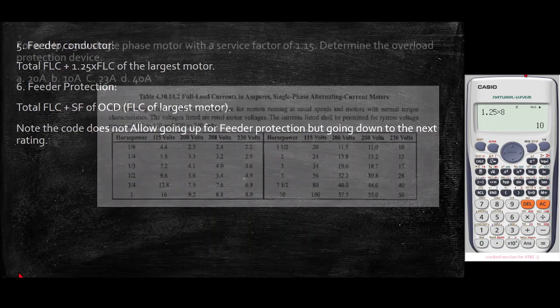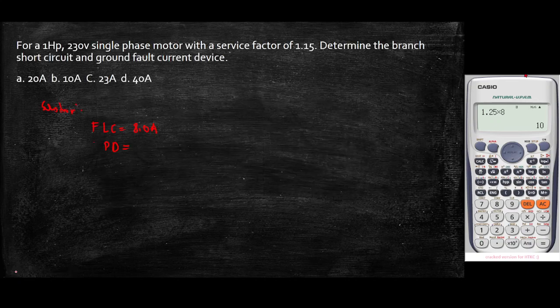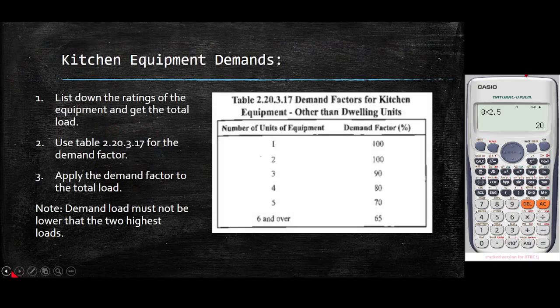Yan. So mangyari dito is we need to multiply. So yung ating percent is 250%. So our circuit breaker rating is equal to 8.0 amperes times the percent, which is 250% or 2.5 yung value. So we have 8 times 2.5, so that is equal to 20. Yeah, so 20 amperes. So ito yung ating tamang sagot, which is letter A. Okay? Yan.